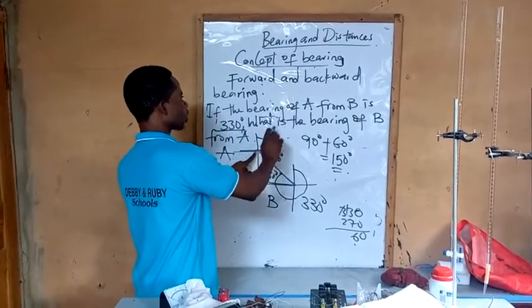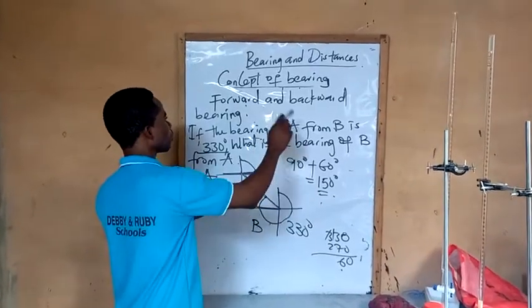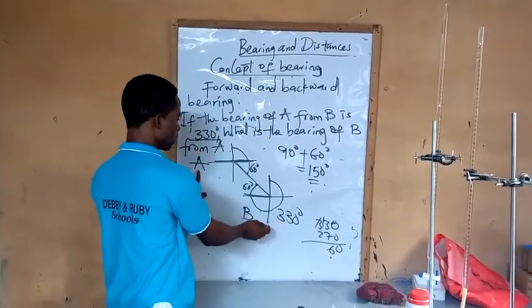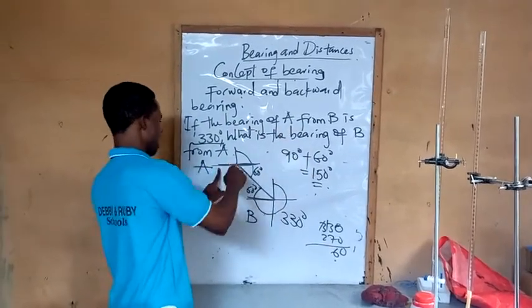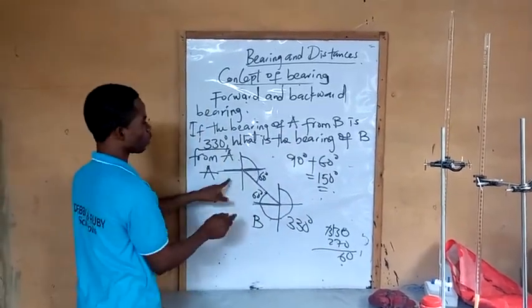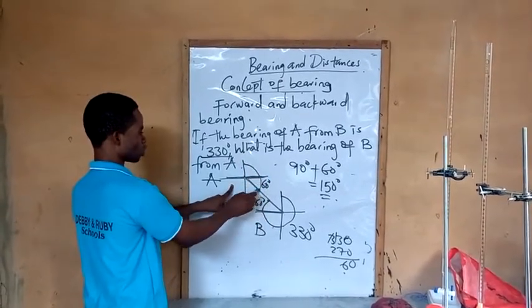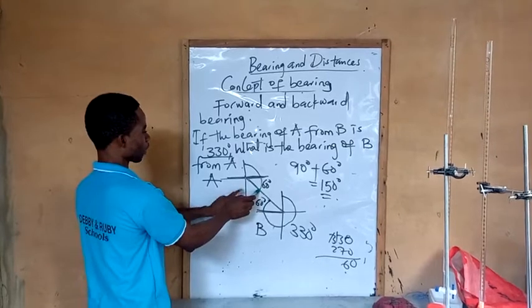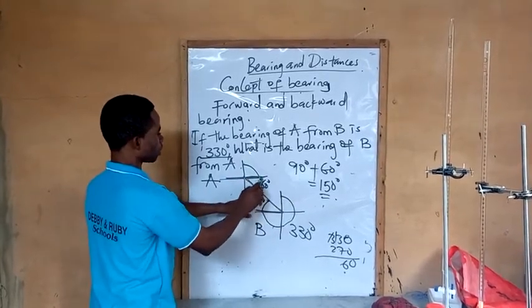And this will be your A. They say the bearing of A from B. B is the starting point. This is A. Now, what is the bearing of B from A? That is from there. And I've told you anytime you are looking for bearing, you start from the north. So you will stop here, you see the line. I stop here, how will I calculate it? Here is 90. So how will I know what is here to here?